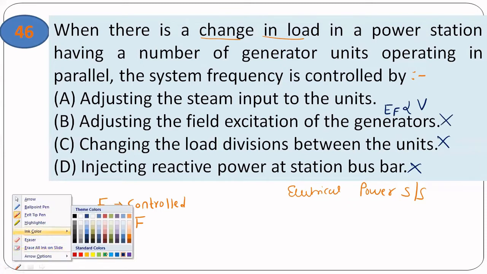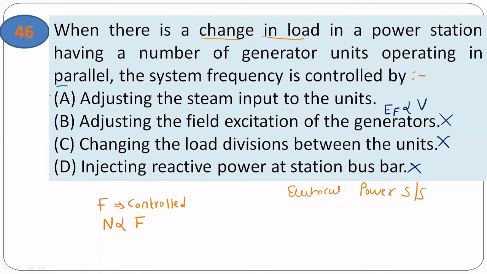So with that sense, option A, adjusting the steam input to the units, can lead to a control over N, and that is how we can have a control over the system frequency.